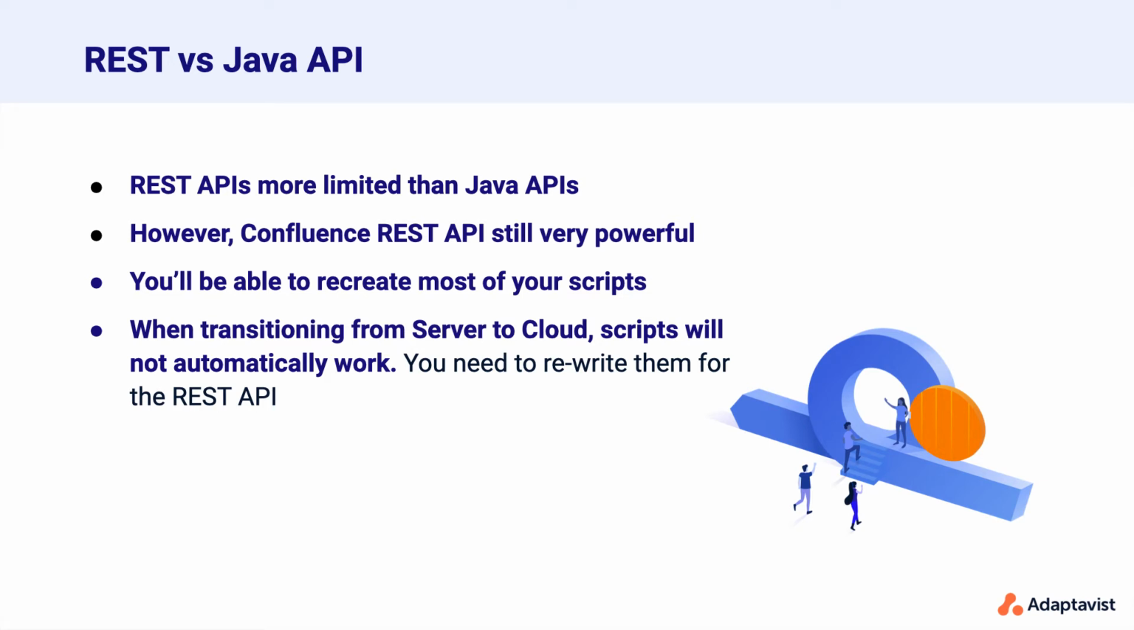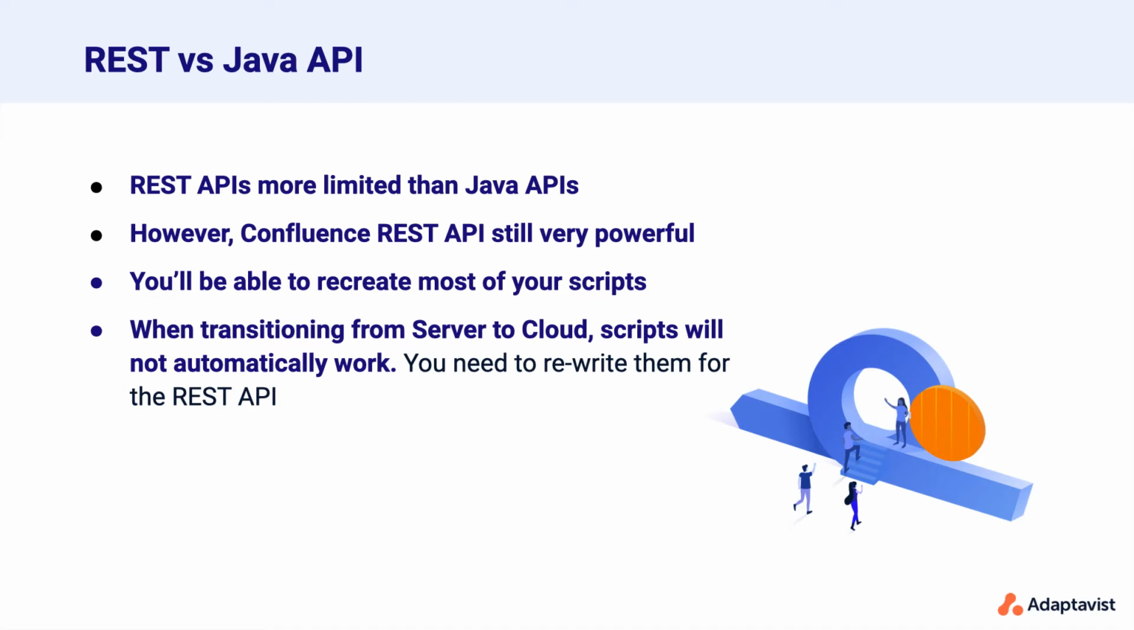Java APIs are integrations directly into the code base, so the code base of Confluence. REST APIs are public-facing interfaces to allow other tools to interact with Confluence. So by definition, they're going to be more limited. Confluence Cloud REST API is in and of itself very powerful. So what you're probably going to find is for 80% of the scripts out there, you're going to be able to recreate on cloud, no problem. If you have a more specific or more unique example, then you may run into issues.